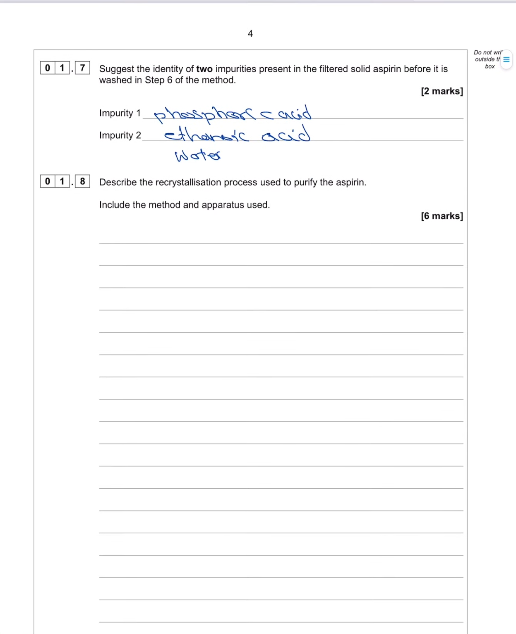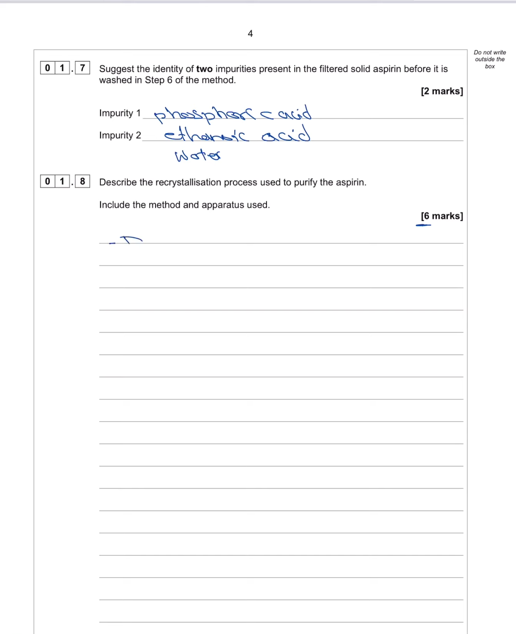And they want you to describe the recrystallization process used to purify aspirin and include the method and the apparatus used. So we know that for recrystallization, we have to dissolve the solid in the minimum amount of hot solvent, heated, and then we filter it while hot to get rid of any undissolved impurities, and then we leave it to cool to start to recrystallize, and then we filter the crystals formed under vacuum, and finally leave it to dry. So these are the 6 steps that will give you the 6 marks.